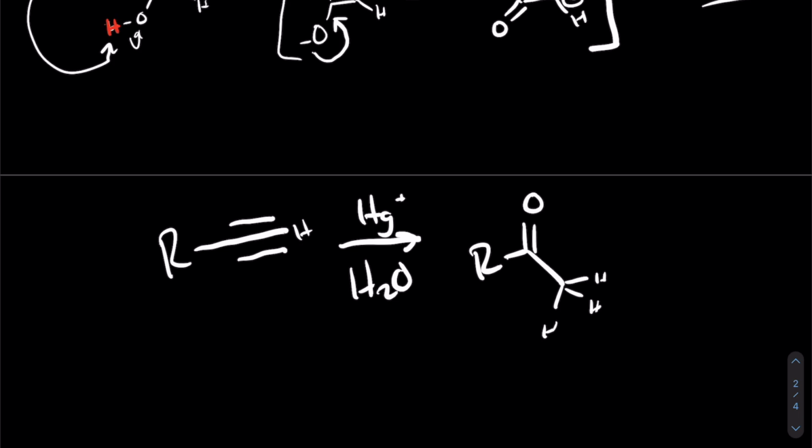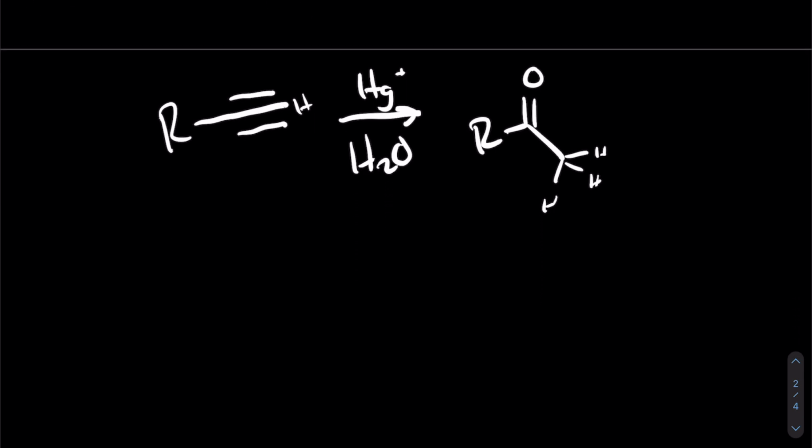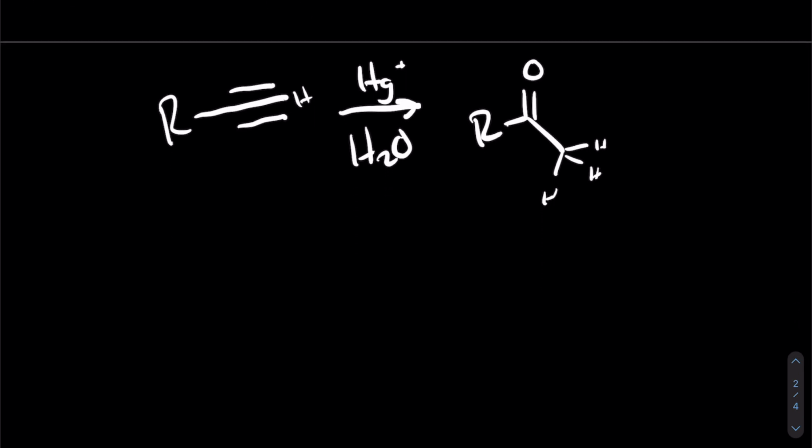Now, let's say you don't want a Markovnikov product. You want an aldehyde. You don't want an acid. You don't want a ketone. You want an aldehyde. How do you go about that? Well, easy enough. You can do some old boron chemistry, right?